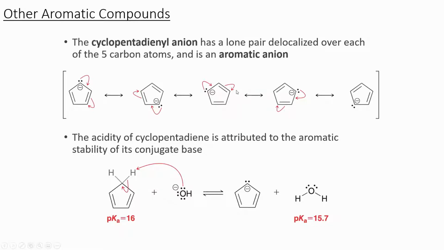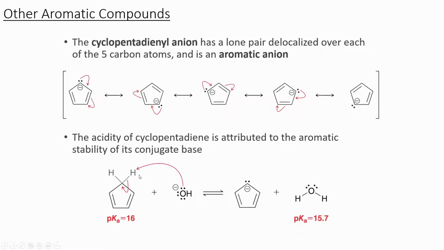For example, the cyclopentadienyl anion is aromatic because it follows all the criteria. 1, it's a conjugated system. It has 5 p orbitals that are all conjugated. And then 2, we have a total of 6 electrons, and we can draw out all these resonance structures to show that the electrons can be delocalized onto any of the carbons.